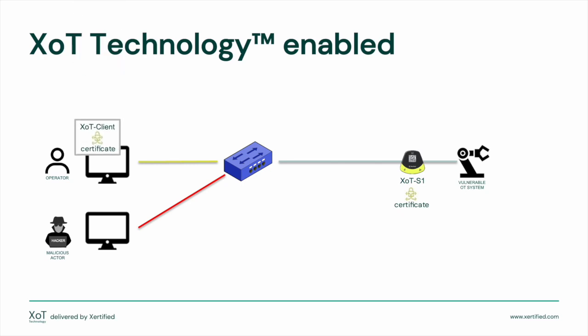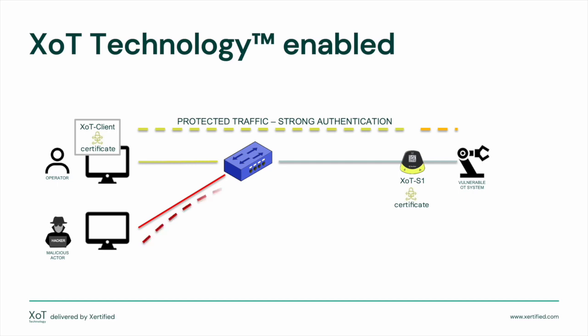Now the system will do roughly two things here. It will create an encrypted tunnel between the operator's computer and the XoT S1 device, as well as using the certificates that come from a back-end PKI infrastructure, we will create some undeniable identities. The identities will ensure that we know exactly who the operator is, and also that the operator is connecting to an authentic system at the other end. Because we now have this authentication and encryption, it's impossible for a malicious actor to access the OT device.